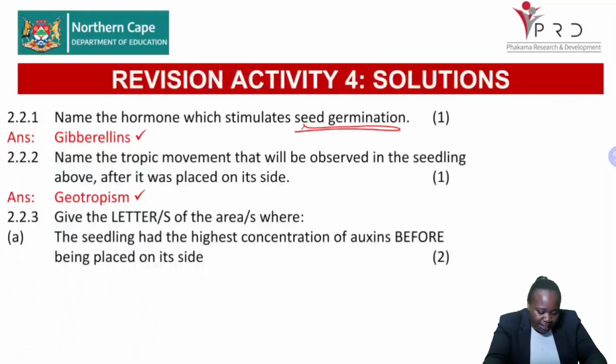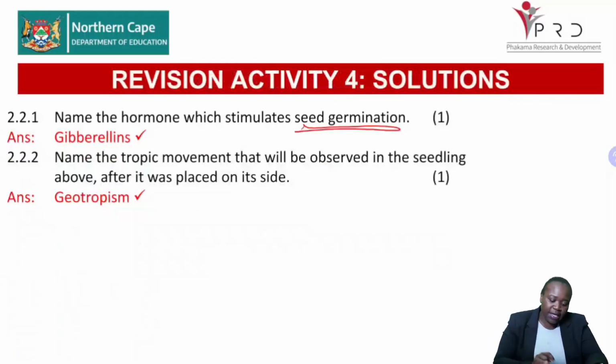2.2.3, give the letters of the areas where the seedling had the highest concentration of auxins before being placed on its side. Auxins are produced where? On the tip of the shoot and on the tip of the root.